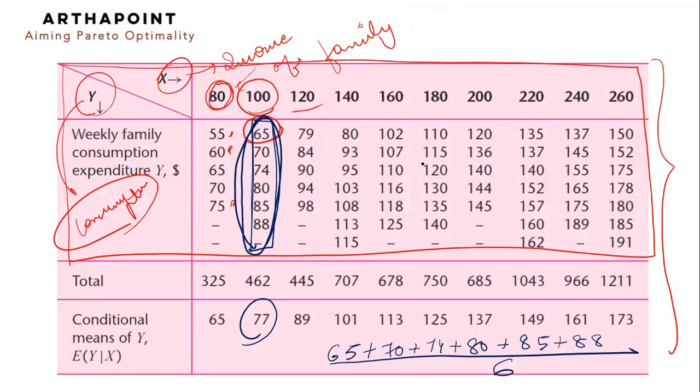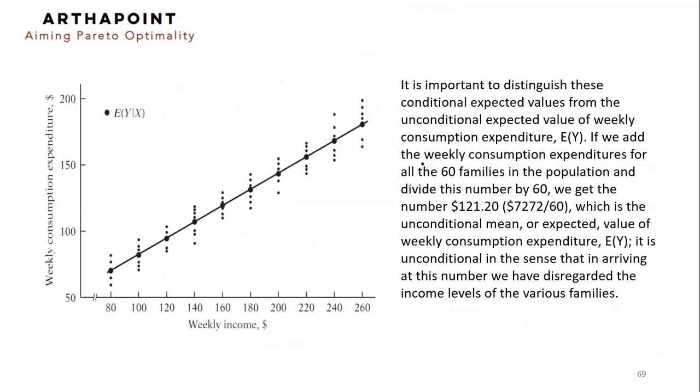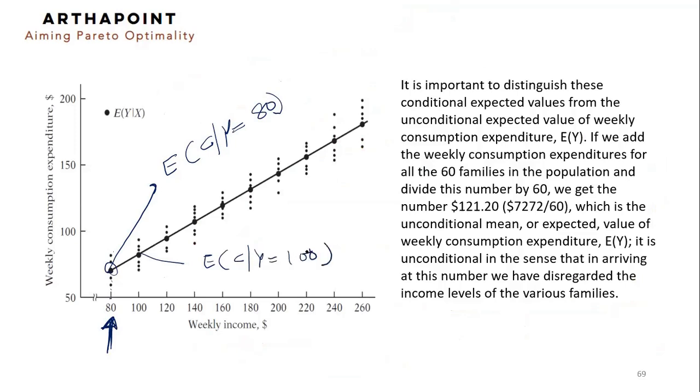So let's see what we have done here. For all the families that had an income of 80, I plotted those incomes. I found out the conditional mean. So this is finding the average of the consumption given the income level equal to 80.